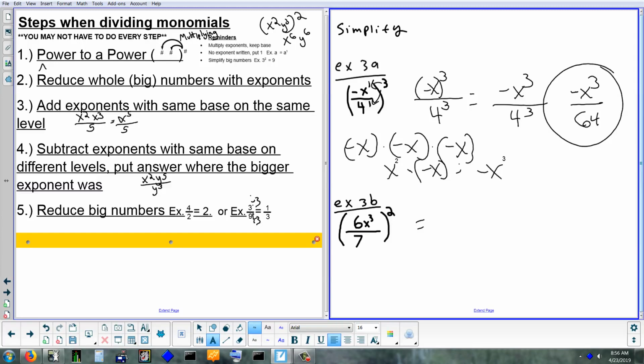Alright, this one, similar. Jake, do we have a power to a power here? Do we have parentheses? We do, perfect. So Jake just said we have power to a power. Alright.